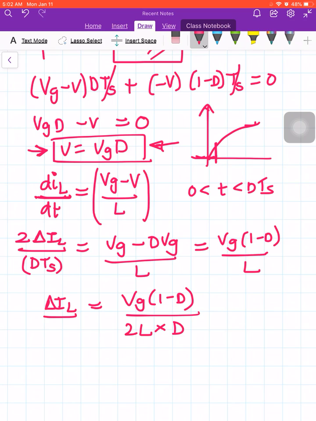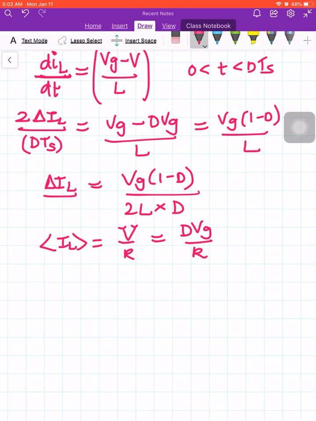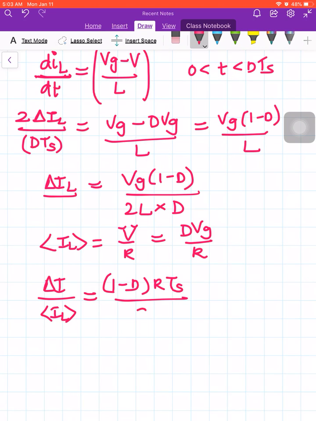And we also know what our average inductor current is, right? Average inductor current is nothing but average output voltage divided by R, which is nothing but D into Vg by R. So we take the ratio of both of them, we get delta IL by average inductor current, which is equal to the load current in this chopper case. So we end up with 1 minus D into RTs by 2L.